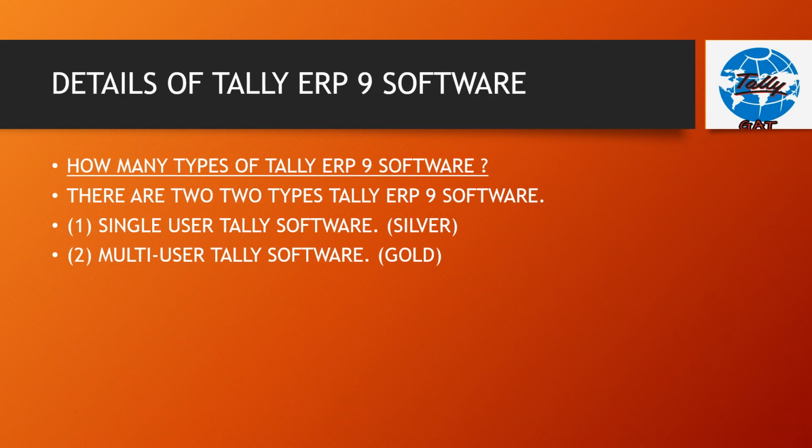Let us know the details of Tally ERP 9 software. How many types of Tally ERP 9 software? There are two types of Tally ERP 9 software. One, single user Tally software. It is known as Silver. The second one is multi-user Tally software. It is known as Gold.